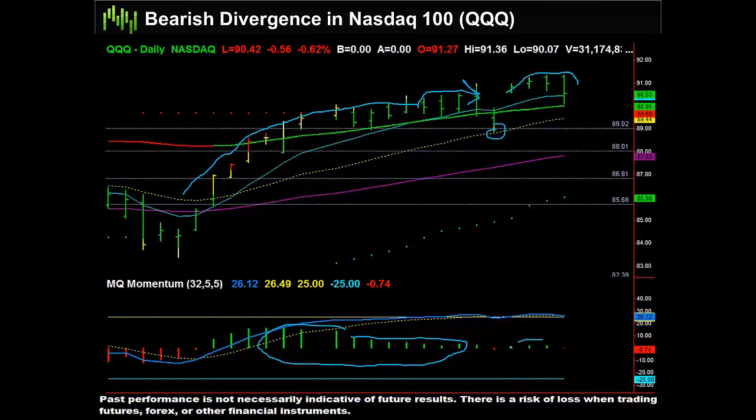If we compare the momentum profile here versus here, this looks like to me that the NASDAQ is setting up for a fall. Now, again, you're trying to catch it on a turn, so there's a lot of upside momentum still churning up here. But I'm looking at this potentially going lower, okay? I don't know if it's going to be this week. I don't know if it's going to be next week.